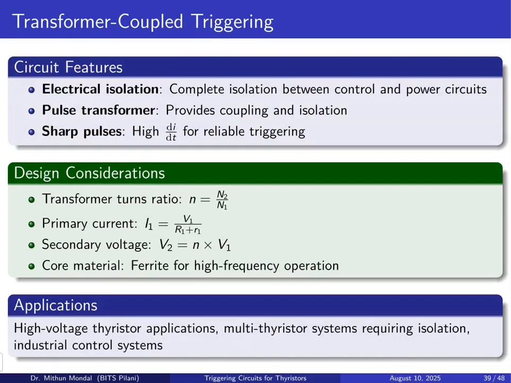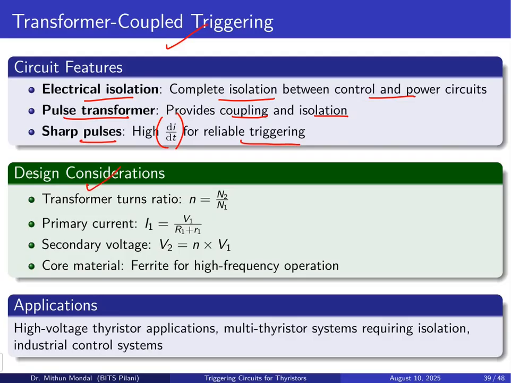Now, we have already covered R triggering, RC triggering, and UJT triggering. Now, let us go with some other techniques like transformer coupled triggering. In the circuit features, you have electrical isolation, which was not possible in any of the earlier triggering methods. You have complete isolation between the control and the power circuit, and you require a pulse transformer. This provides the coupling and the isolation, and you will have sharp pulses because of high di by dt for reliable triggering.